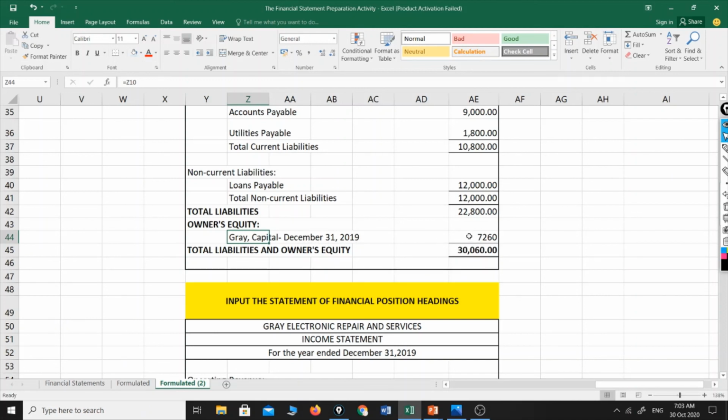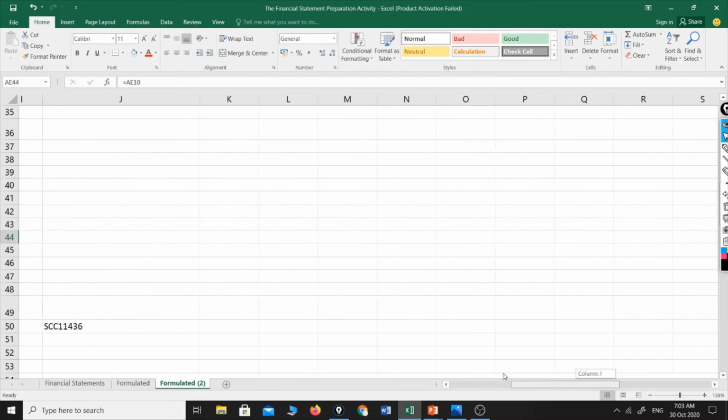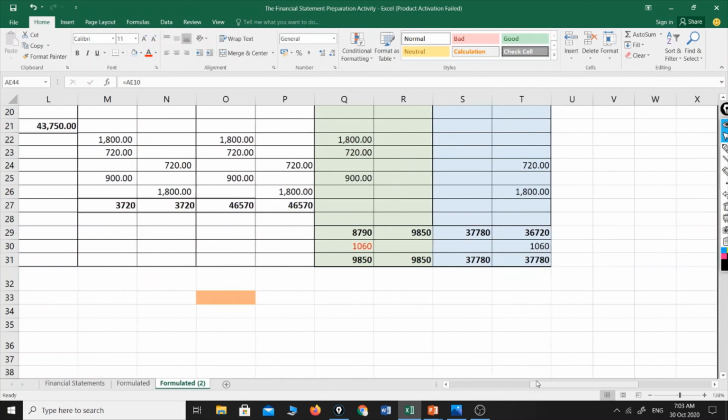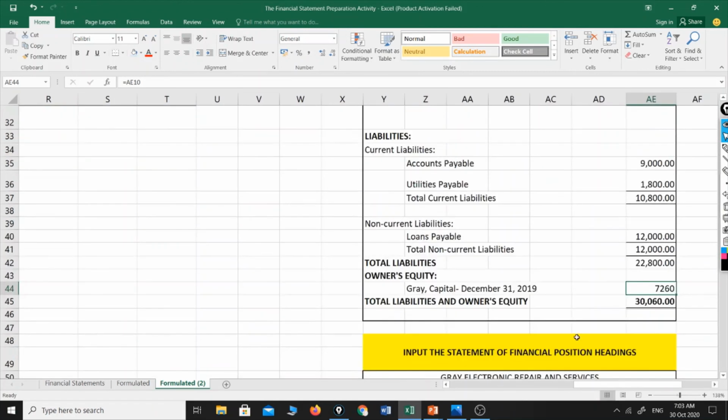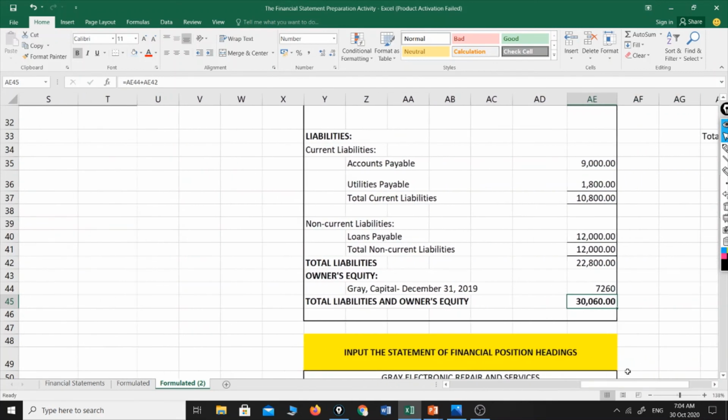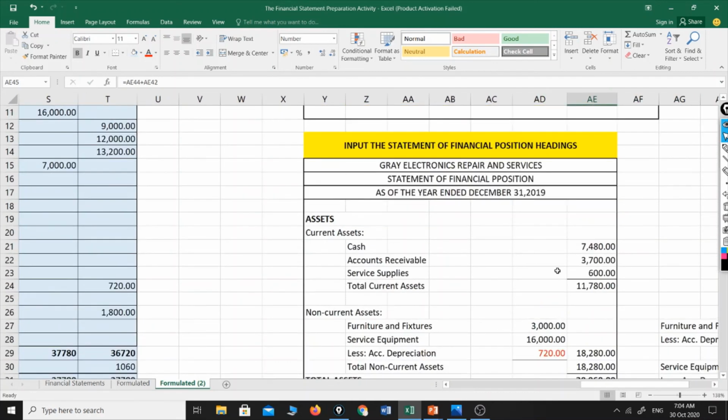So if that amount is not yet available, of course we will use the information from our worksheet in computing the balance of our capital. And lastly, we total the liability amount and the owner's equity balance. And that's how we prepare the statement of financial position.